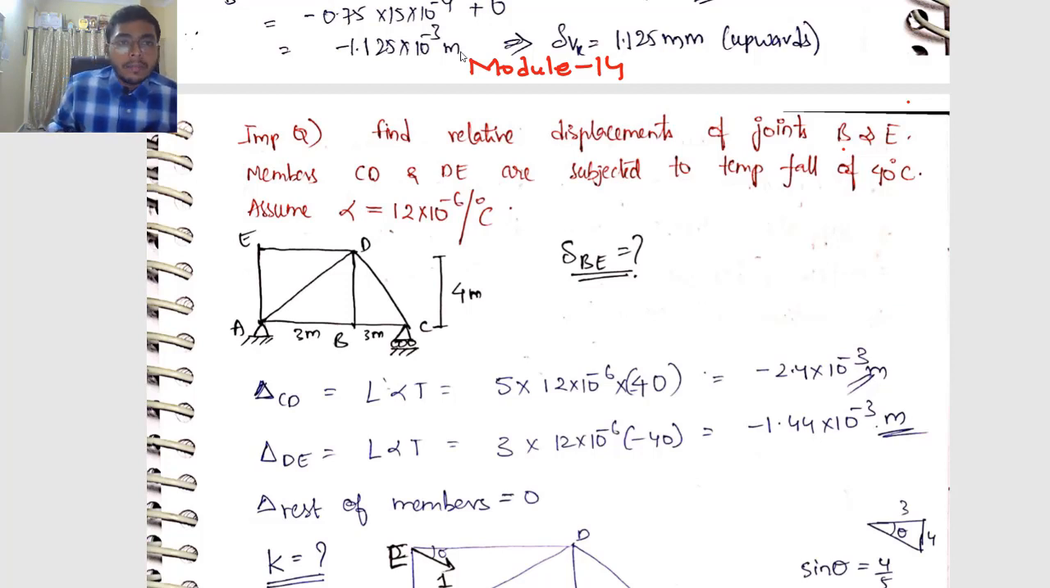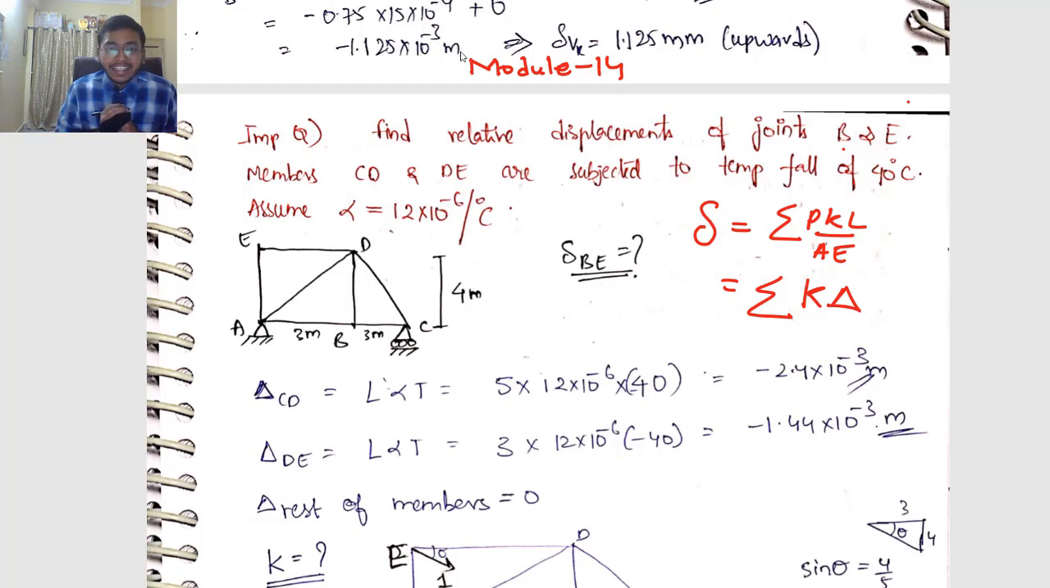Okay, so basically in the last module, which was module number 13, we have seen how to find the displacement, right? So what was the formula we used to use? Sigma pkl by AE, right? Using this formula I used to get displacement when the loads are applied. In place of load, if there was say temperature rise, then what was the formula we used to use? Temperature rise or fall, we used to use K into delta, right?